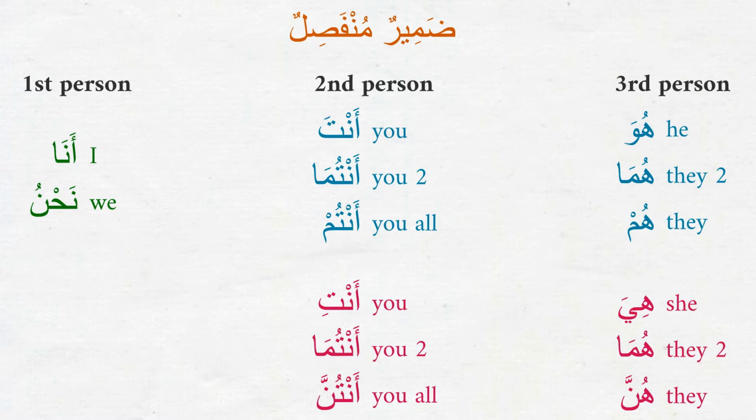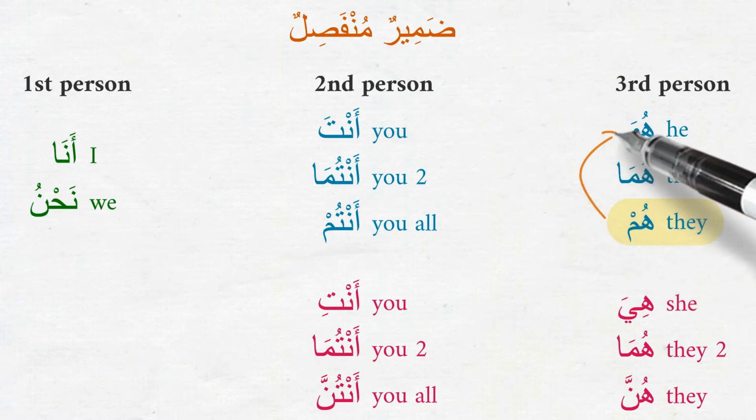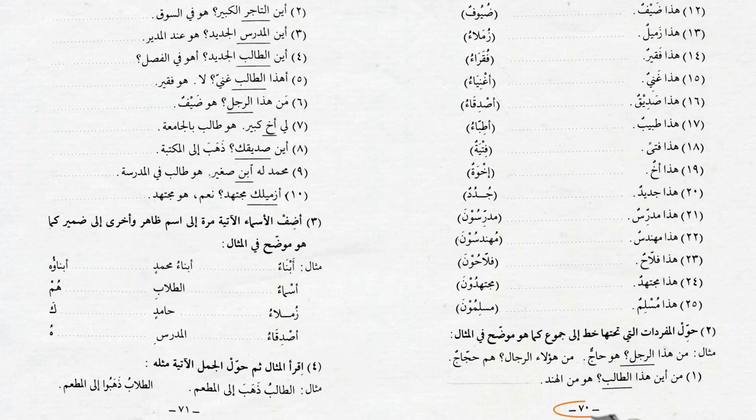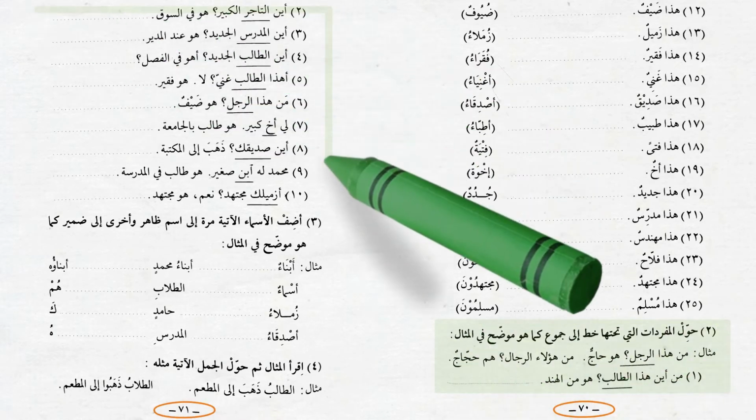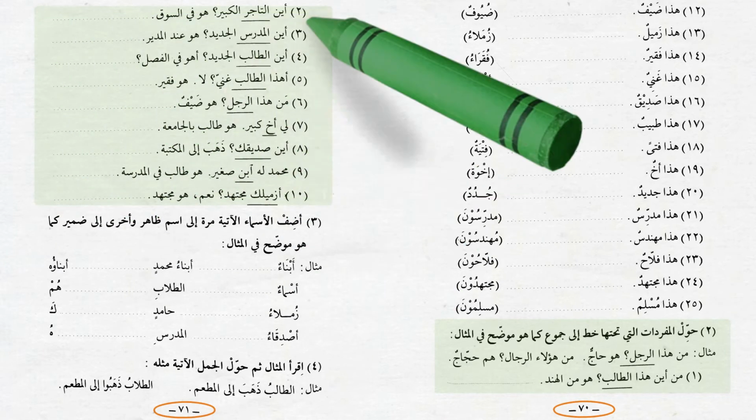In this lesson, we are formally introduced to ضمير منفصل هم, which means they for جمع المذكر, masculine plural. So the plural of هو will be hum. Now let's go ahead and open up pages 70 and 71 of the book and go over exercise 2 to practice the new ضمير that we just learned.